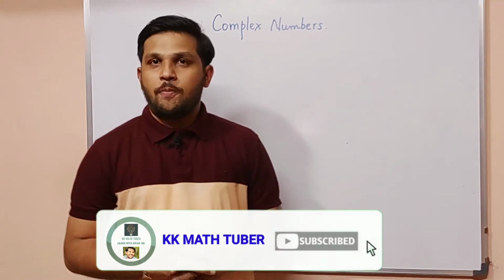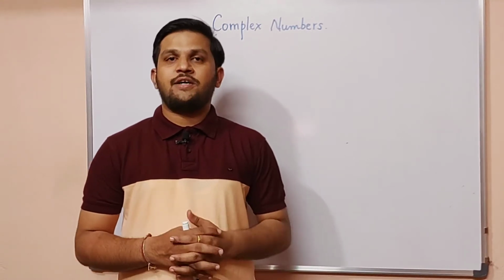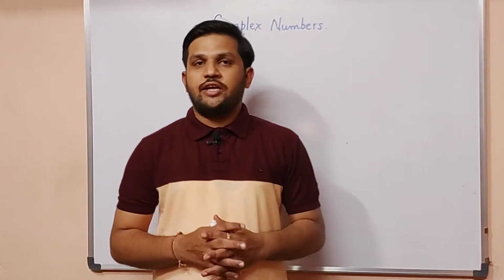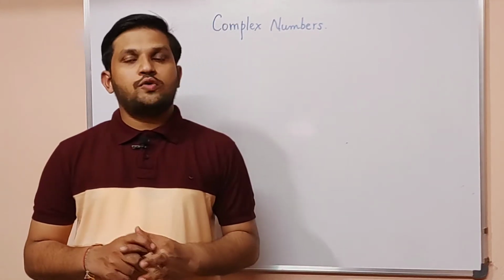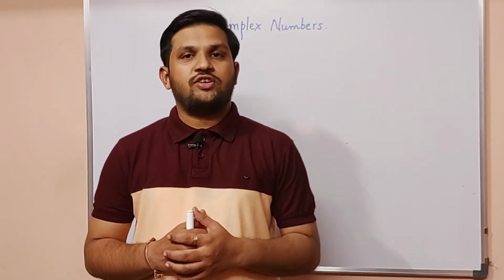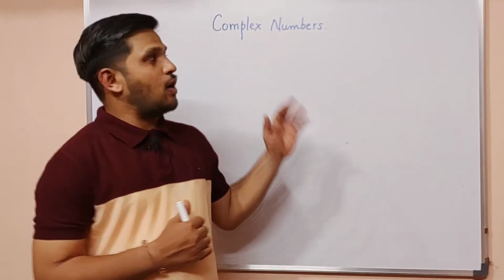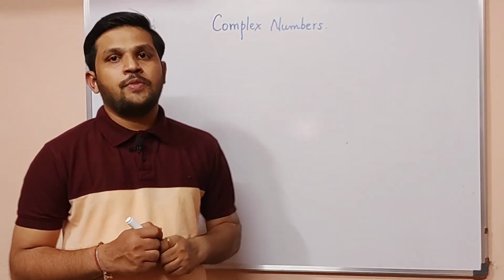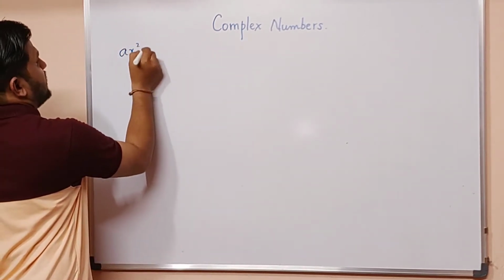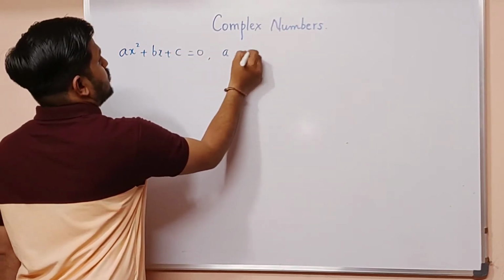So let's start with the topic of complex numbers. Let's identify what complex numbers are and where these numbers are helpful. As you have studied linear equations in two variables, linear equations in one variable and quadratic equations, let's talk about the concept of quadratic equations and see how it is related to complex numbers. You know that the general form of a quadratic equation is ax square plus bx plus c is equal to 0, where a is not equal to 0.